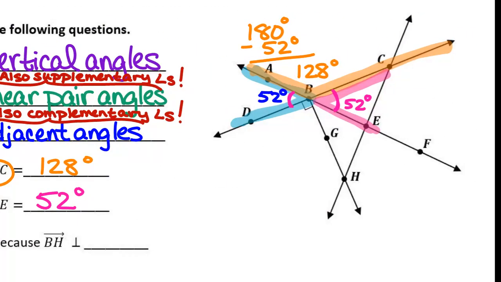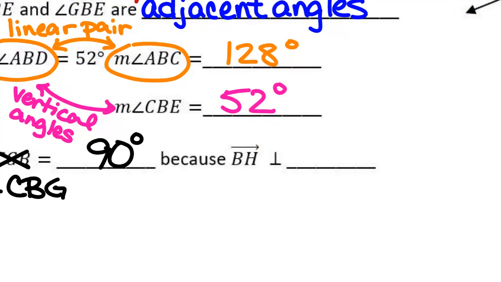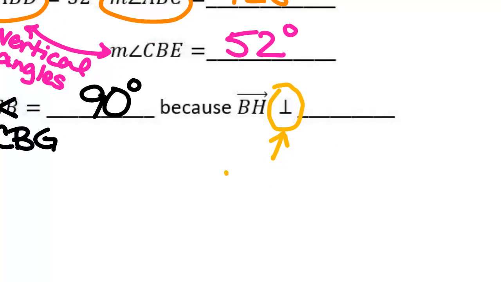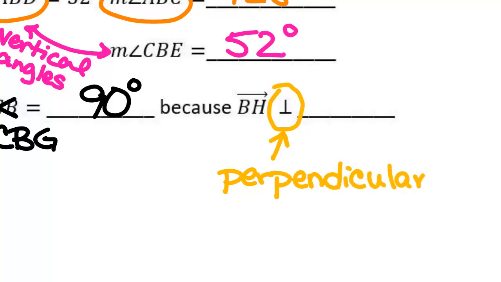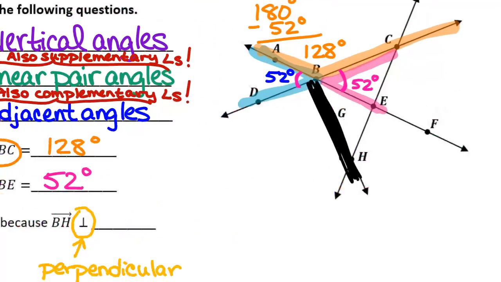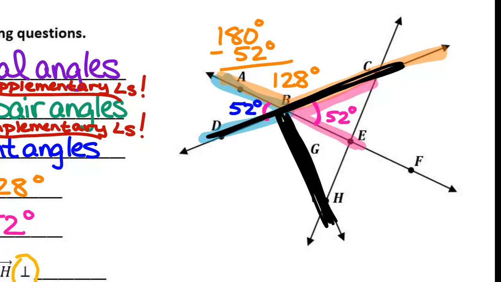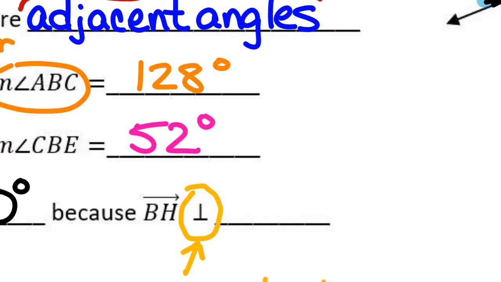Because ray BH, this ray right here, is, and then they have this weird symbol right here. This symbol right here means perpendicular. Ray BH is perpendicular to line BC or line DC. I can call it DC or BC.